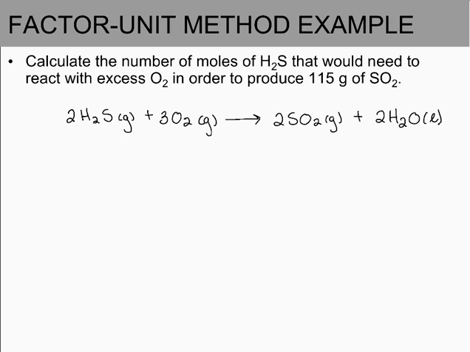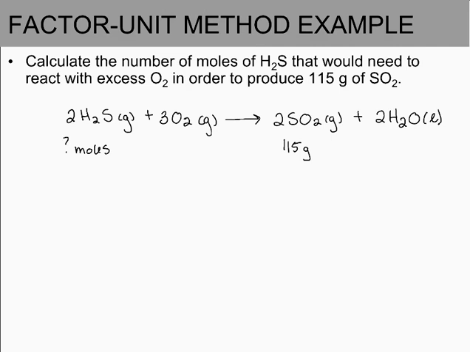Okay. So we are told that we want to produce 115 grams of our SO2 product. And we want to determine how many moles of H2S we need in order to produce that amount of product. And then we're just going to assume that we have excess oxygen, which just means that we have enough oxygen to react with H2S and however much we might need. So maybe it's just reacting with oxygen in the air, which means we have a bunch of oxygen present. So it's not going to limit how much product we form.